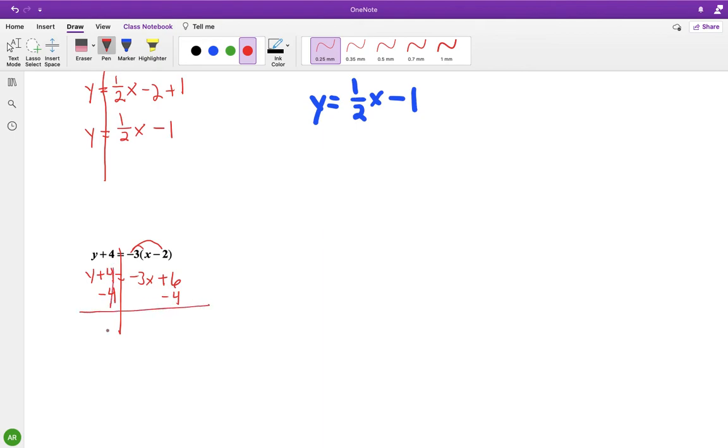Okay, so that goes away and I'm left with y equals negative 3x plus 2. So once again, I went from a point-slope form to a y-intercept, slope-intercept form. Just going to rewrite it so it's clear here. Y equals negative 3x plus 2.